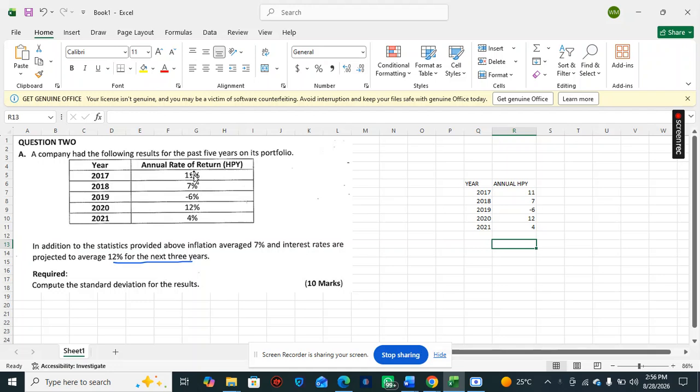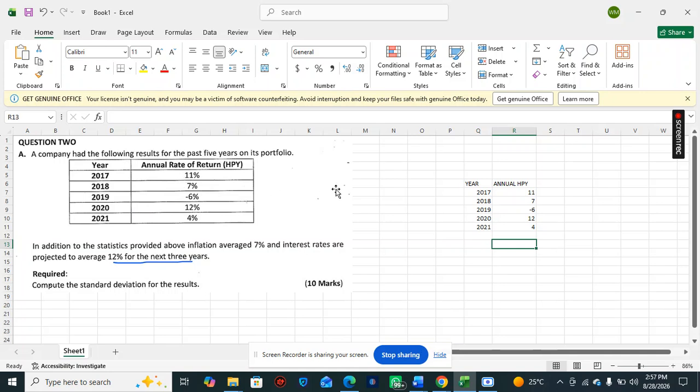So here we are going to focus on the standard deviation of these historical results. These interest rates which are predicted in the future are a different set of results. You cannot work with historical and future results and put them together. We're only going to focus on the historical results to find the standard deviation. So this inflation and this 12% are not relevant. We are focusing only on our historical data here. You don't need to mix historical and future data.